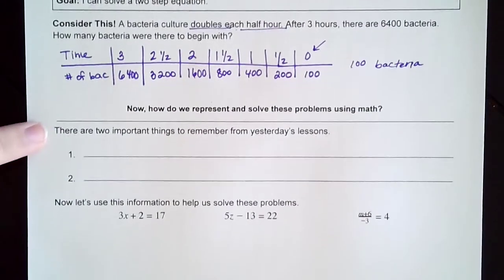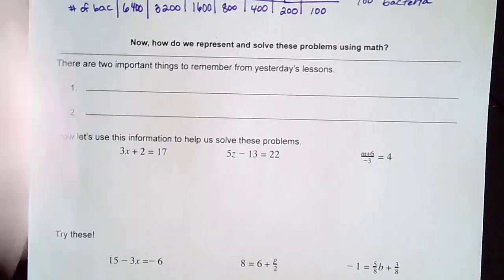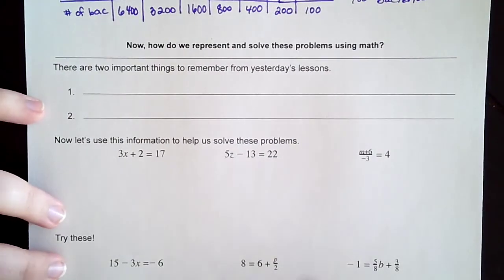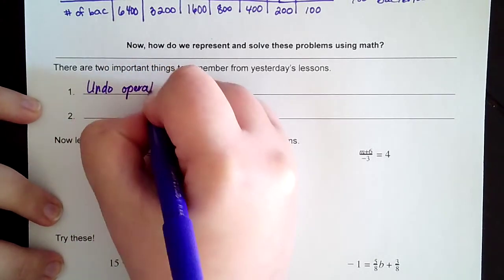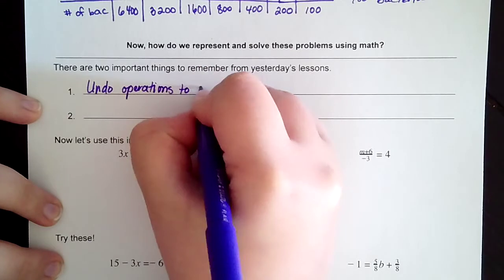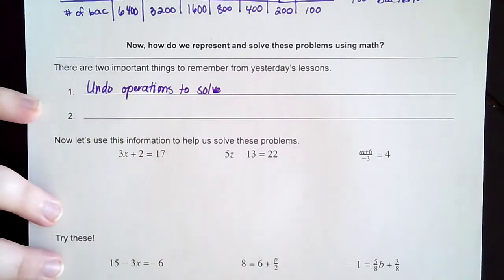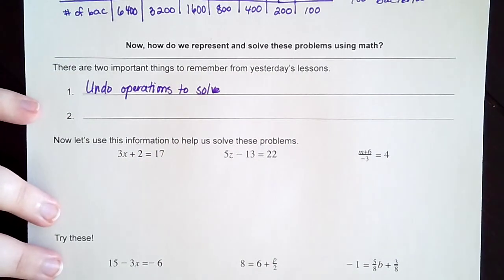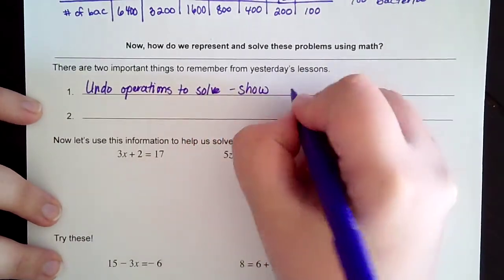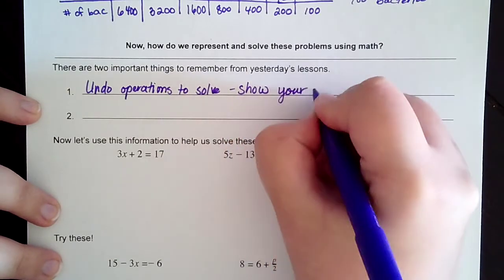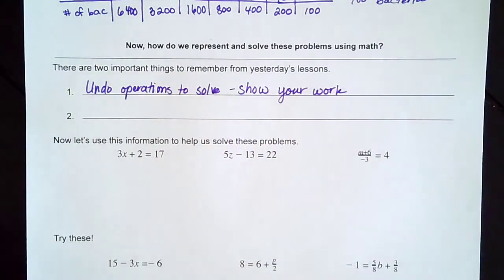Well, let's jump into the two important things to remember. We always want to undo our operations to solve. Undo operations to solve. Meaning when there was addition, we used subtraction to solve. When there was multiplication, we divided to solve. And the thing that I want you to remember is if you show your work, not only will it help you remember what steps you took and in what order you took them in, but it will also help me help you if there's any issues that come up.